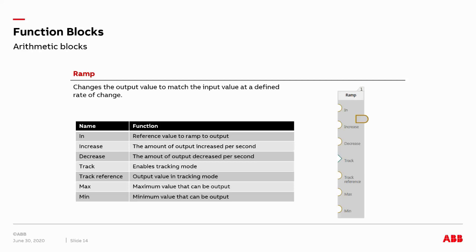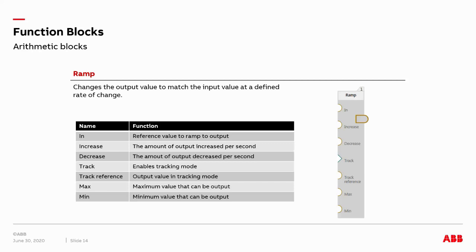So first is your input, the in, which is the reference value to ramp to the output. In this case, let's say I wanted to ramp from 0 to 60 hertz. I might input 60 here. Then we have the increase or decrease. If I'm going from 0 to 60, I'm only going to use the increase. That's the amount of output increase per second. So let's say I wanted to go from 0 to 60 hertz in 15 seconds. I would ultimately set my increase as 4, because that's going to increase the hertz by 4 hertz every 1 second. By 15 seconds, I should be at 60.